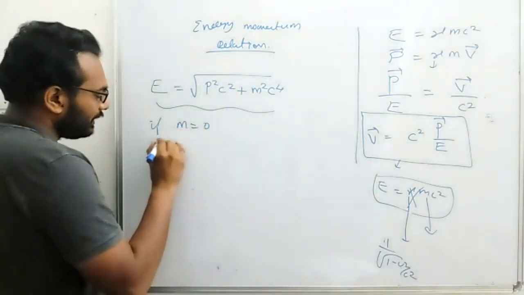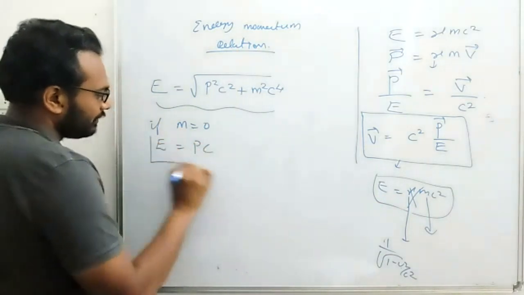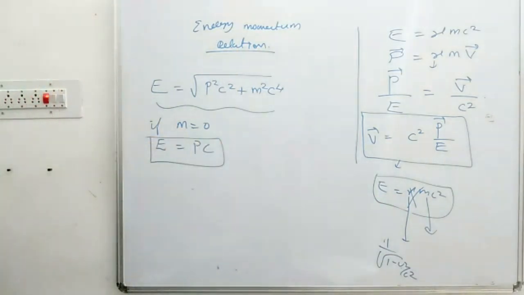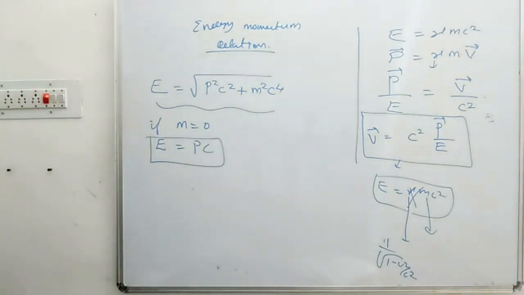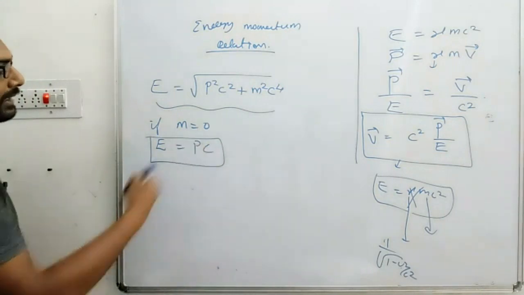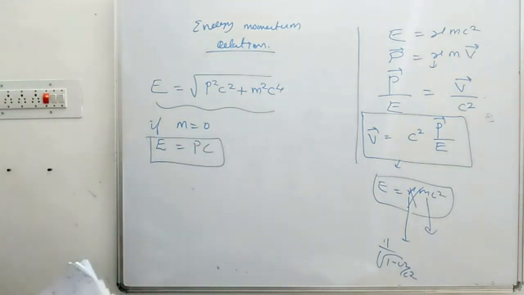But we can use this relation if mass is equal to 0. You see that if m is equal to 0, then E is simply Pc. The energy, we can find the energy from the momentum. It's equal to P multiplied by C. So if it has a momentum, it has an energy. If it has a mass, it has an energy.